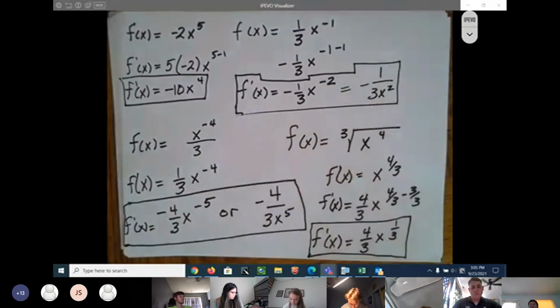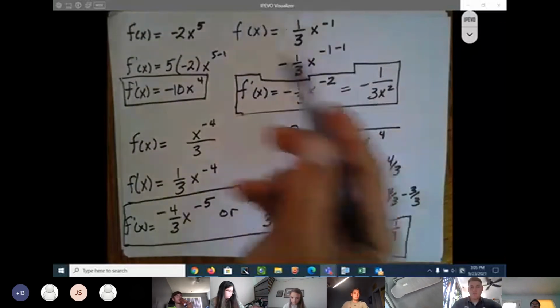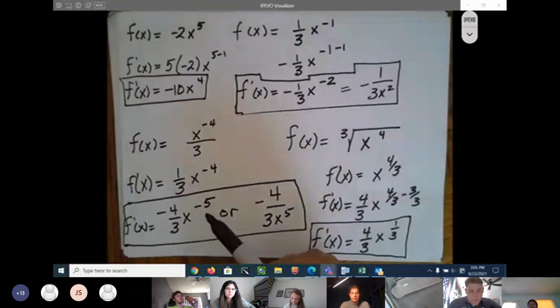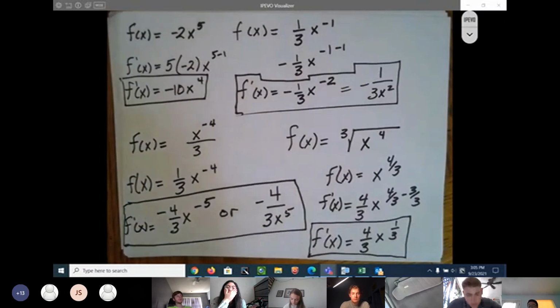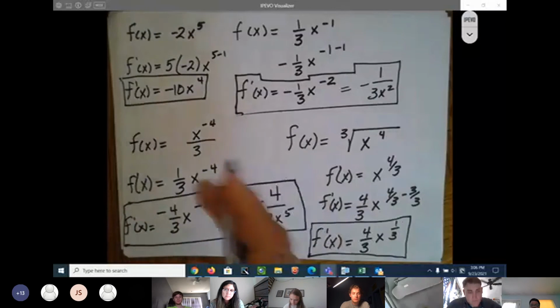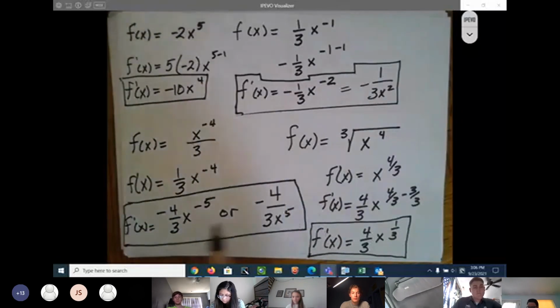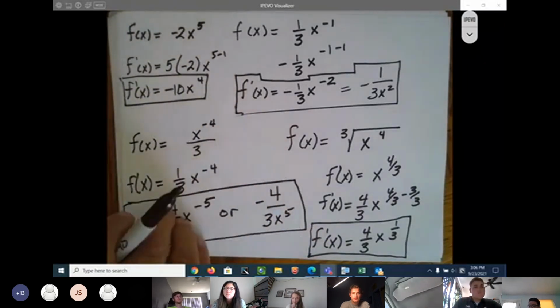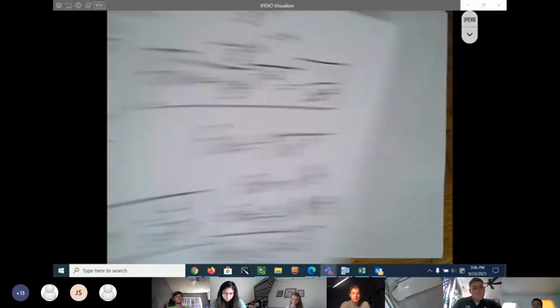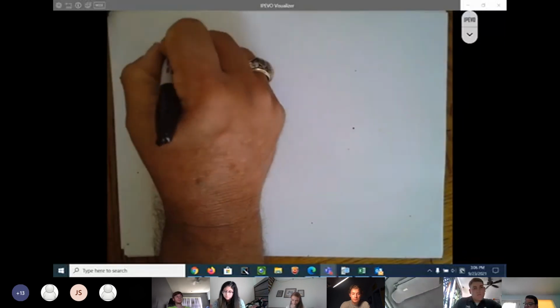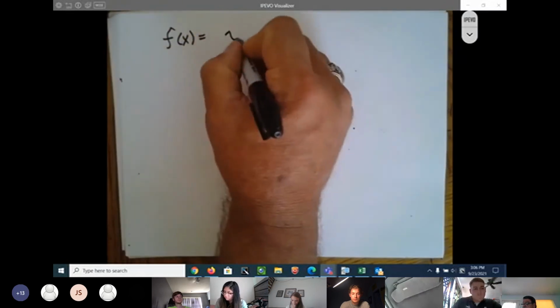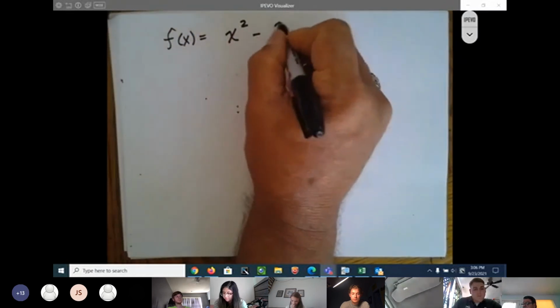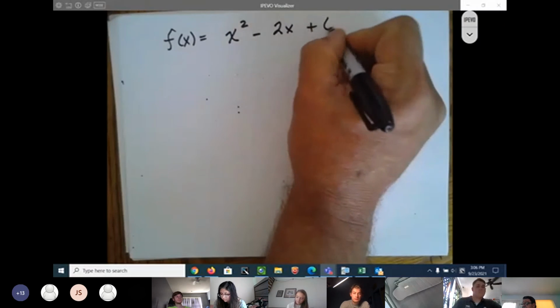Now, when you're talking about the power rule, you're talking about these. Now, remember, you can do the sum and difference of power rules. Sorry, if I said product rule before. Power rule. You can do the sum and difference of the power rule. You could have something like this. F of x is equal to x squared minus 2x plus 6.